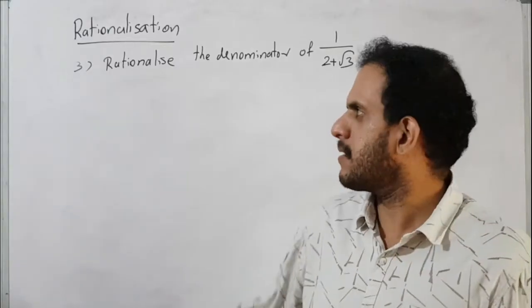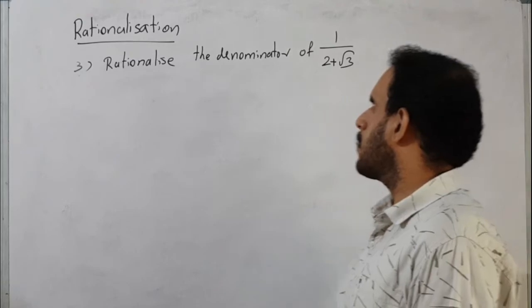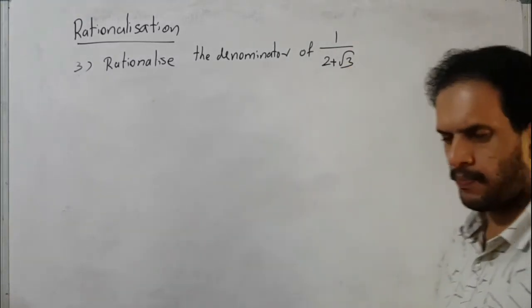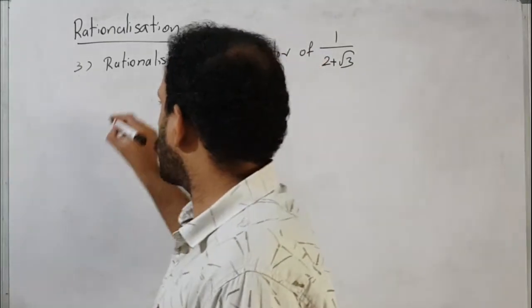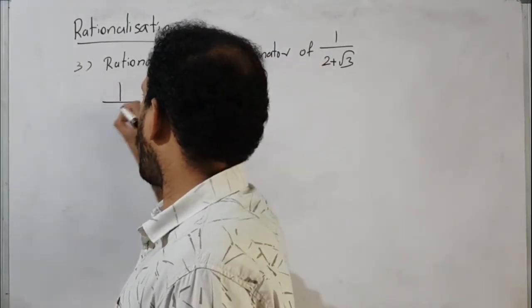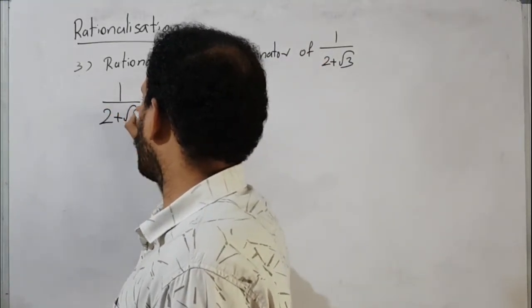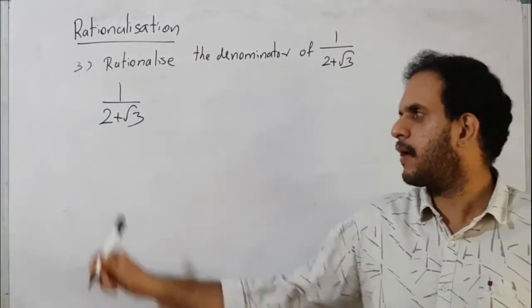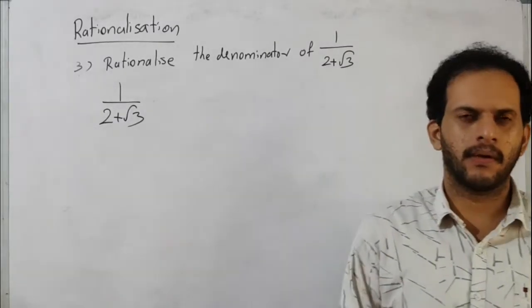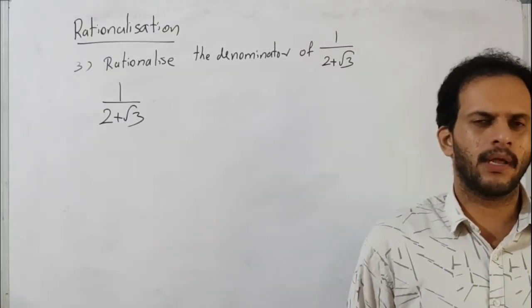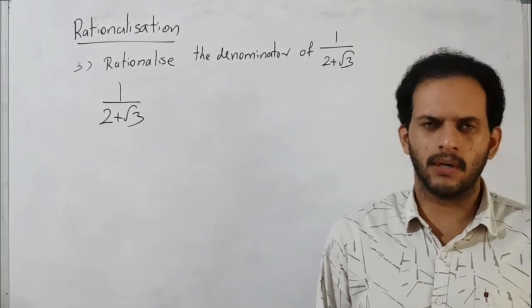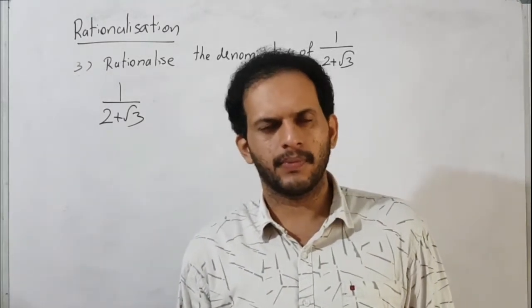Okay, next question is like this. Rationalize the denominator of 1 by 2 plus root 3. Okay, we want to rationalize the denominator of 1 by 2 plus root 3. Here it is very clear: the denominator is not a monomial. It is a binomial. Correct? It does not contain a single term. It contains two terms. It is a binomial. Correct?